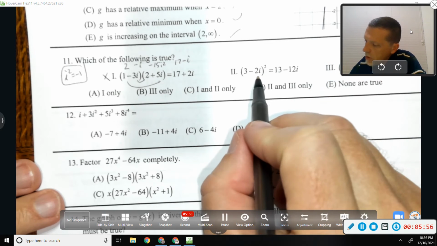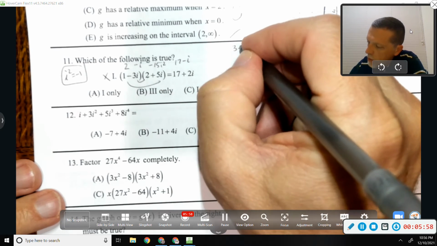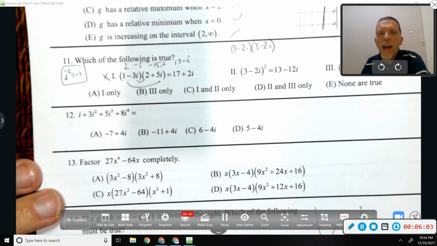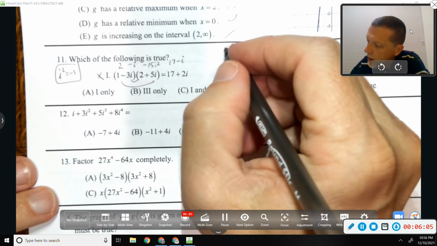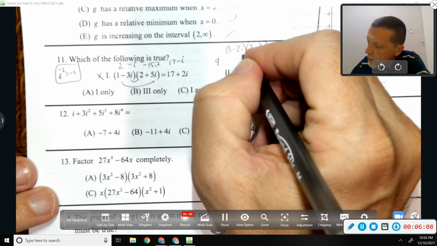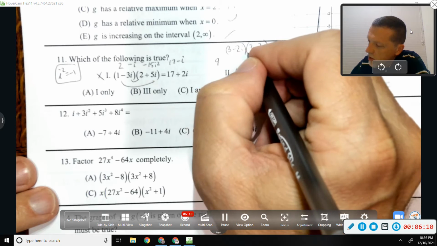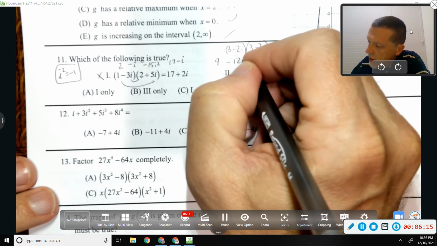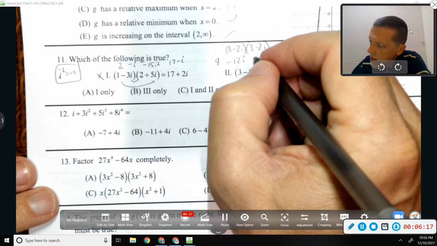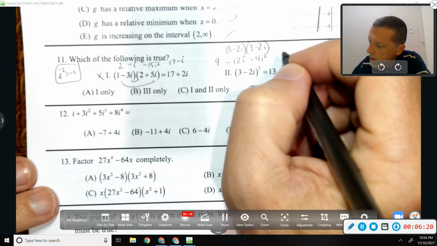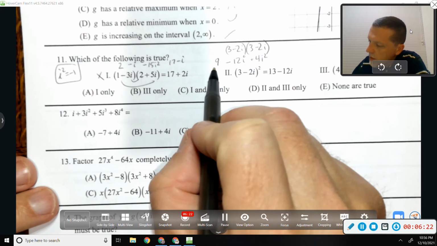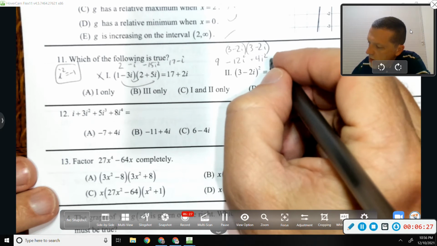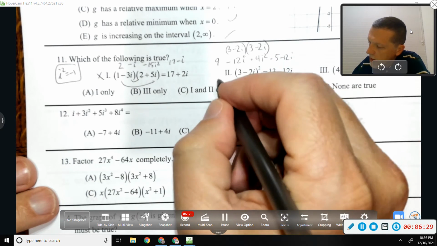Number 2, 3 minus 2i squared. I think it would be wise to write that like that: 3 minus 2i times 3 minus 2i. That way you're less likely to mess up the FOILing. First is 9. Outside and inside are both minus 6i, so minus 12i, and then plus 4i squared. So that's 9 minus 4 is 5 minus 12i. So I don't like that one either.